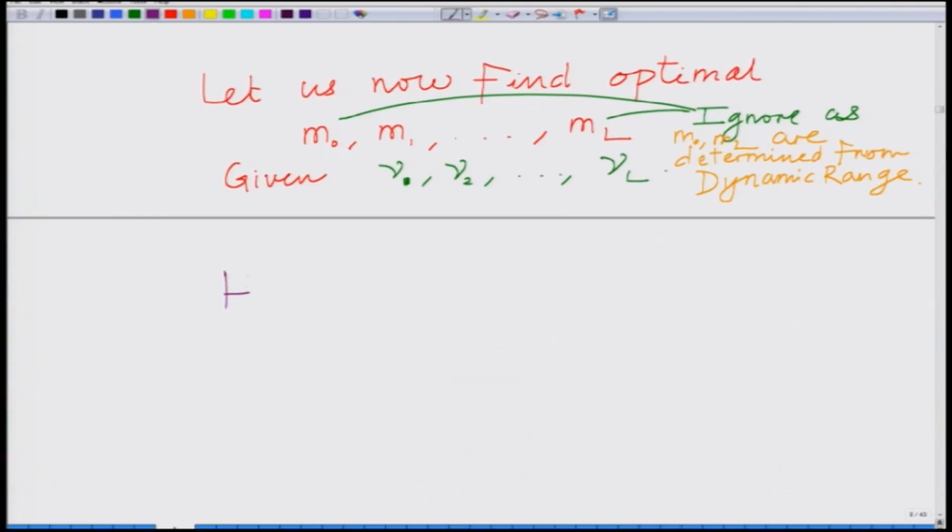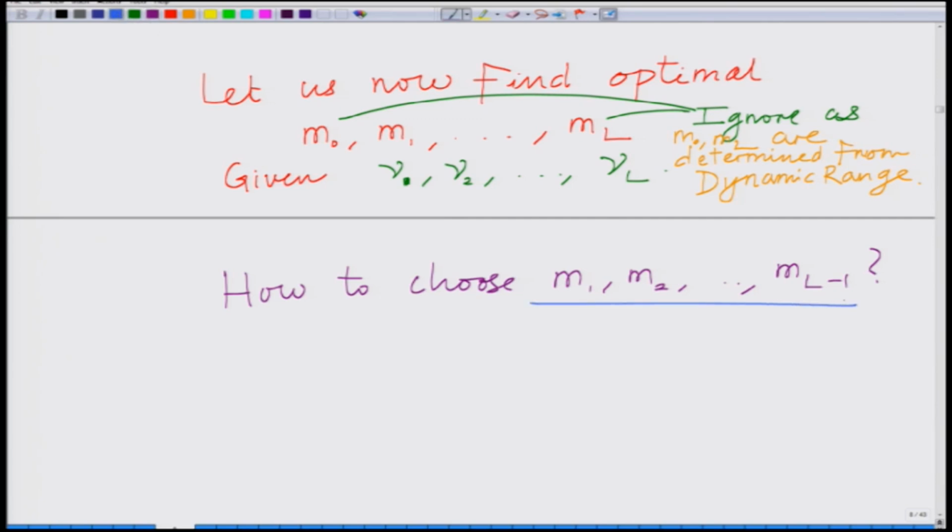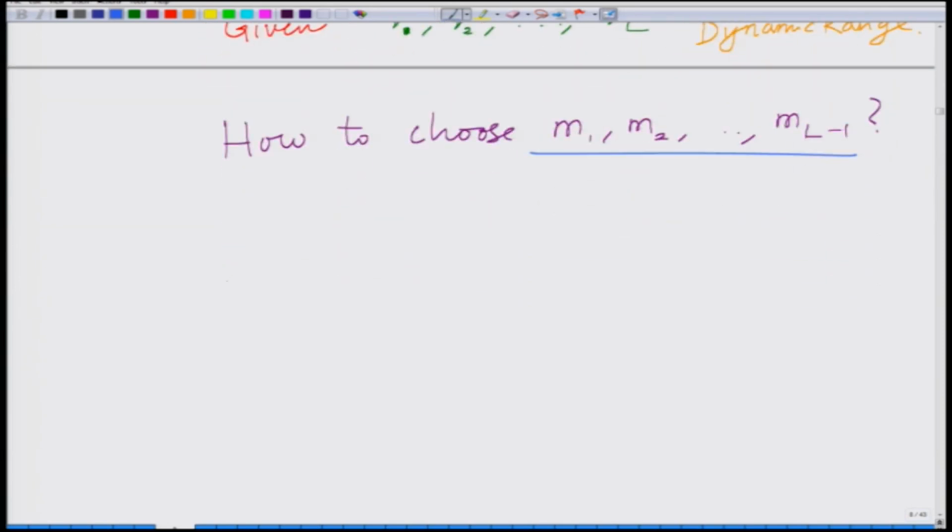So, how to choose M1, M2 up to M L minus 1. We are really asking the question: how to choose M1, M2 up to M L minus 1. And now, let us consider again the same scenario, M k minus 1 to M k.